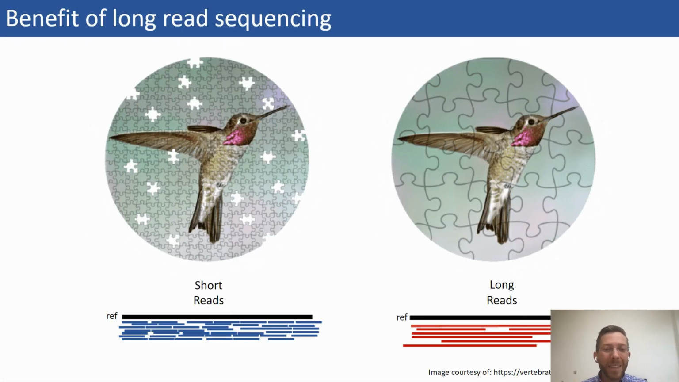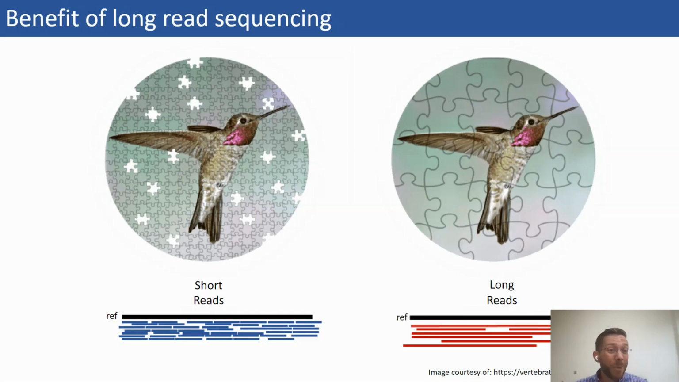And when we think about this in terms of a puzzle, and we think about short reads or short read sequencing, in order to cover the entire 6 billion nucleotide genome of a human, it's going to take a lot of little tiny fragments of DNA in order to sequence the entirety of that genome. We can think about that in terms of a puzzle.